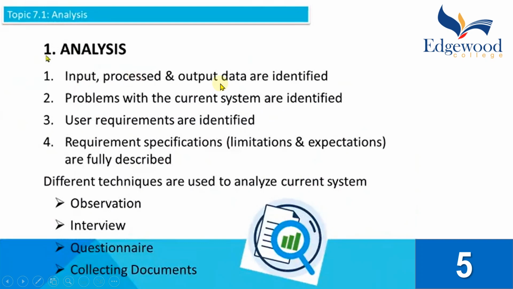The input process and output data talks about how data are being captured, how it is being processed, and how it is being displayed. You look at the problems with the current system, how they are identified. You look at the current system you're currently using, what are the issues they're having, and how well you can be able to identify them.